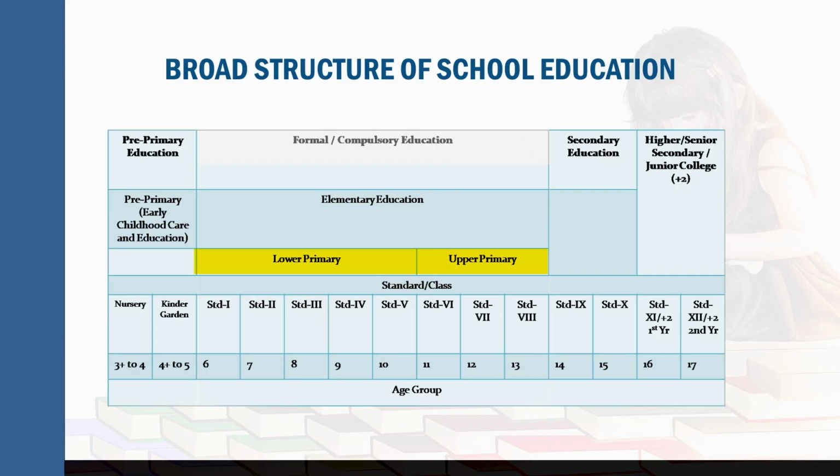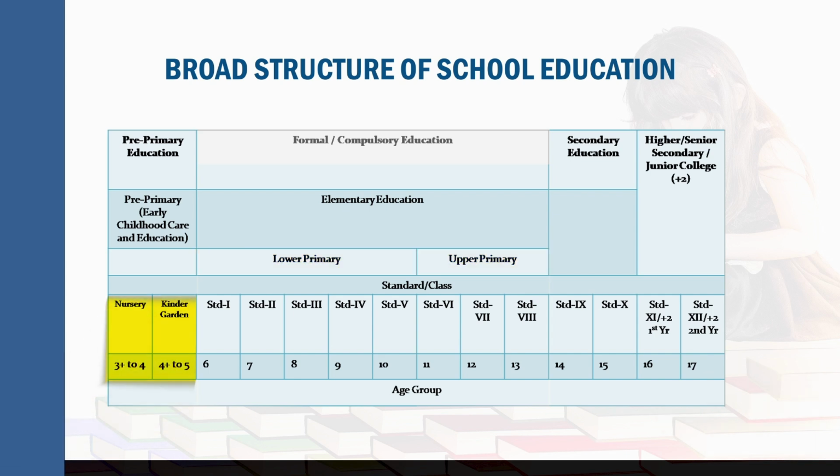And further, elementary education can be bifurcated into two different stages of education. One is called the lower primary stage of education, and the other is called the upper primary stage of education. The classes for lower primary are 5 years of study, and 3 years of study at the upper primary.